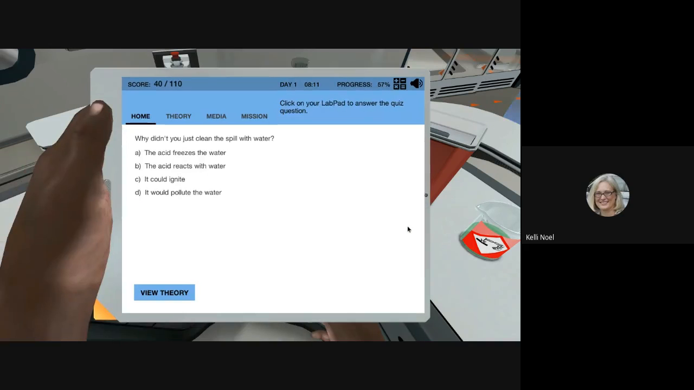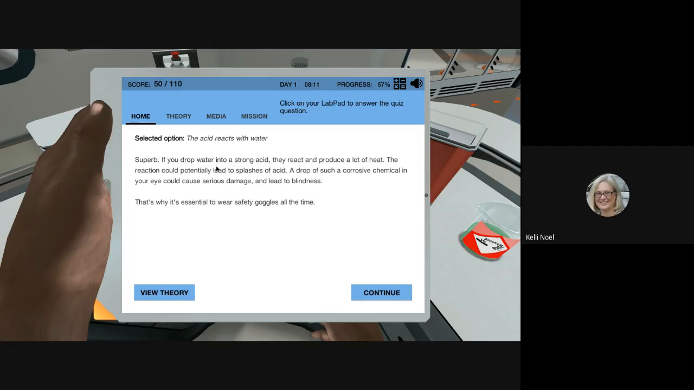Why didn't you just clean the spill with water? All right, water with an acid will actually react. If you drop water into a strong acid, they react and produce a lot of heat. The reaction could potentially lead to splashes of acid. A drop of such a corrosive chemical in your eye could cause serious damage and lead to blindness.